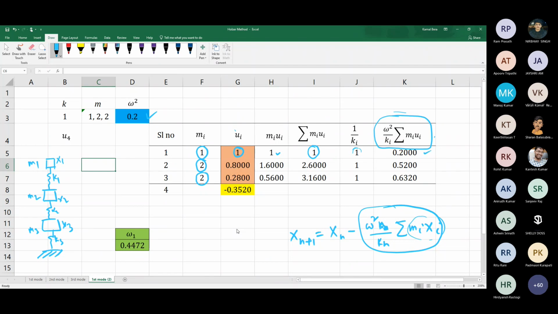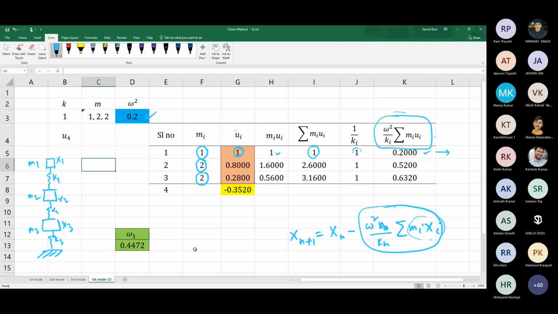Is the first row clear to all? This is just for my convenience, I have done it in an Excel sheet. You can program it in MATLAB, that will be much better. Or for a simple problem you can check at least one case by hand calculation.